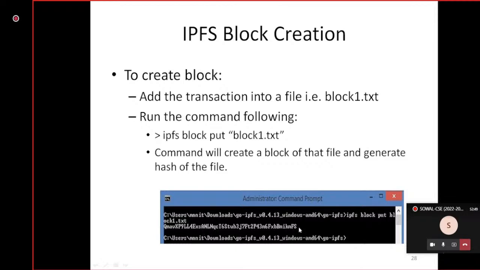And if I use this hash value on any peer in the network, say I have 100 nodes connected with each other using IPFS, I will get the content of whatever data I stored in that particular block.